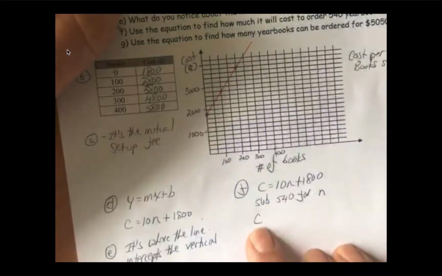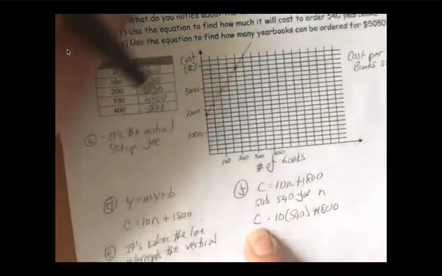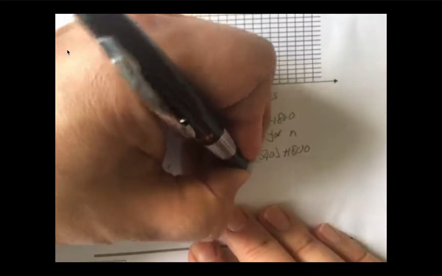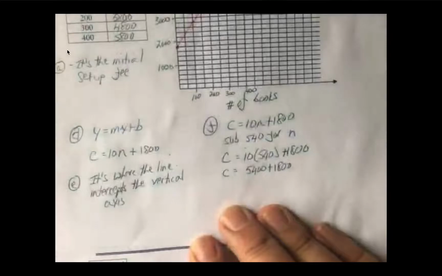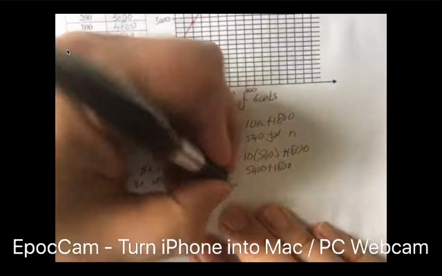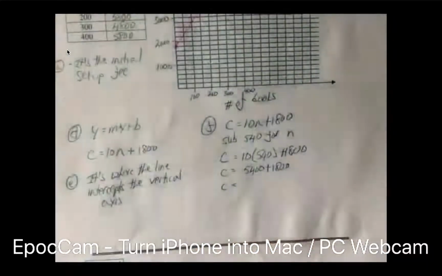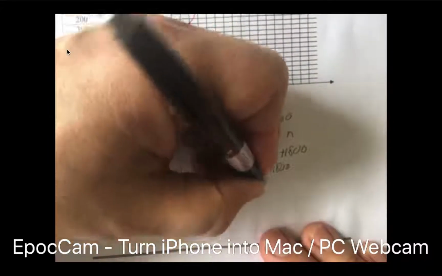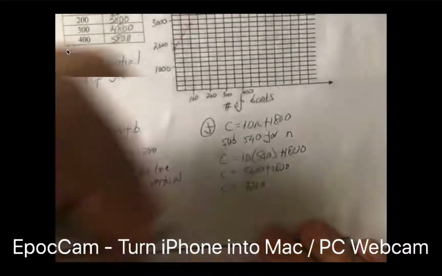We're asked to calculate the cost. That's actually what the question says. How much will it cost? So clearly that's going to be our unknown. C equals 10 times 540 plus 1,800. So that's going to be C is equal to 5,400 plus 1,800, because 10 times 540 is 5,400. And that's going to be a total of, I think it's 7,200. My brain is not working very well. Yes, it's 7,200. Okay, so the cost will be 7,200.